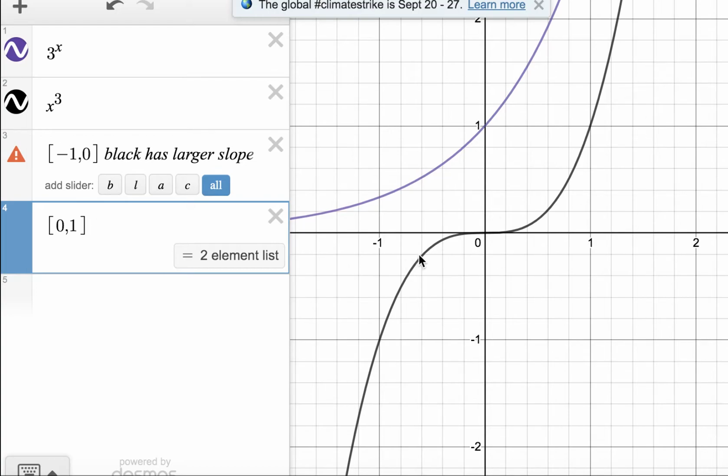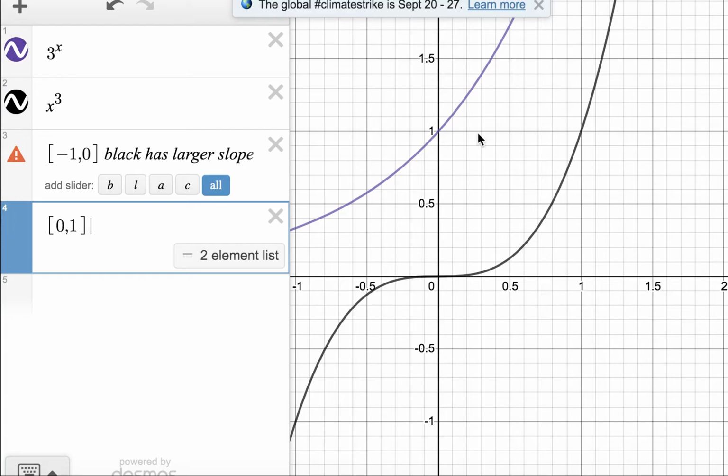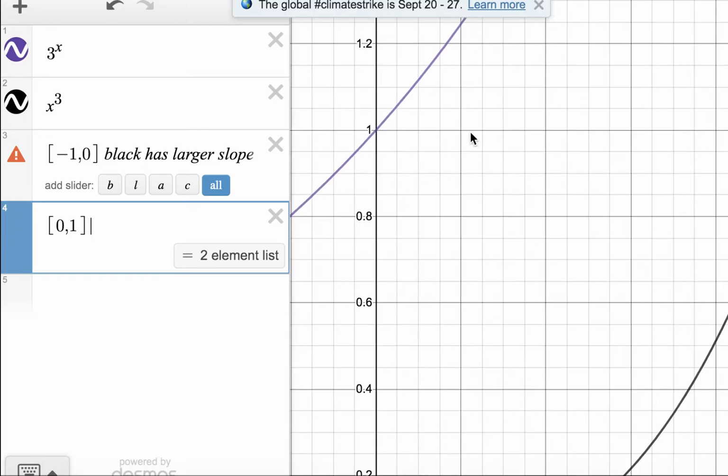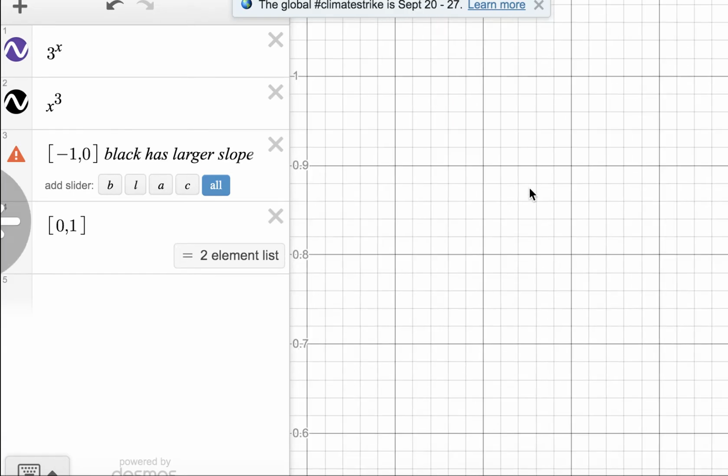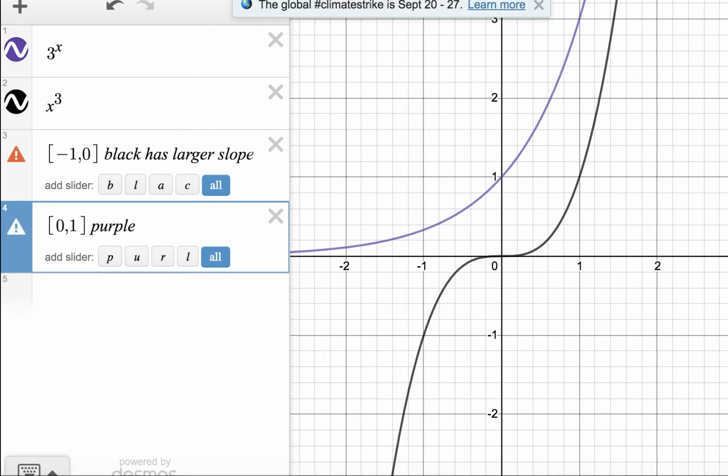Now, on the next one, we're looking from 0 to 1. So from 0 to 1, we go over 1, climb about 1. Now, alright, I'm having a hard time with this. There we go. Over here, it takes us much less time to climb all the way up to 1. So we only go over about halfway, and we climb 1. So that means that purple has larger slope.